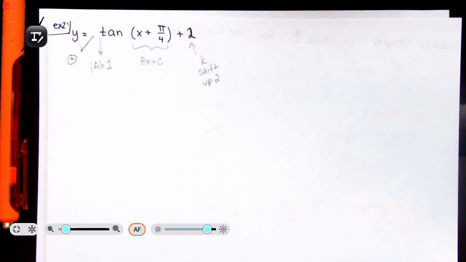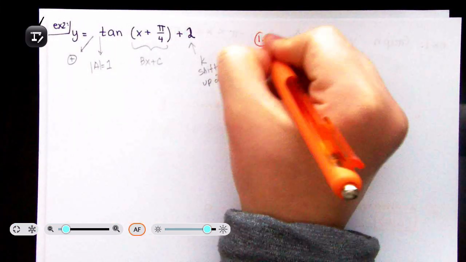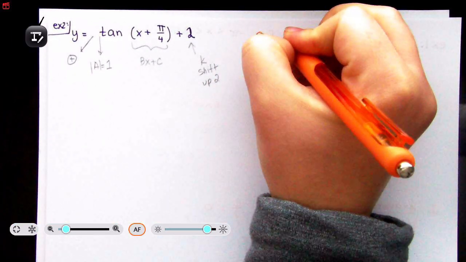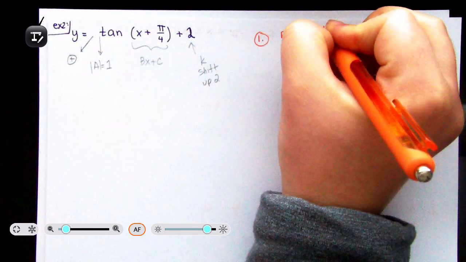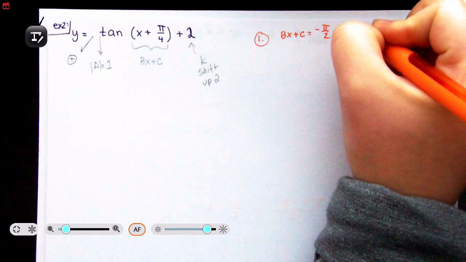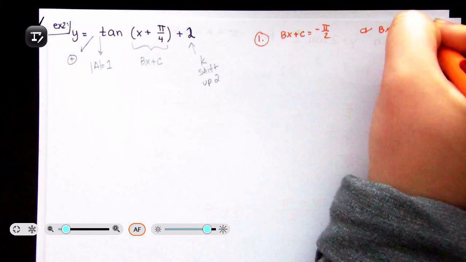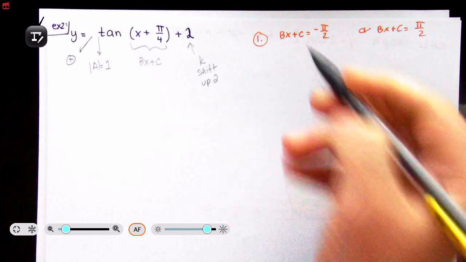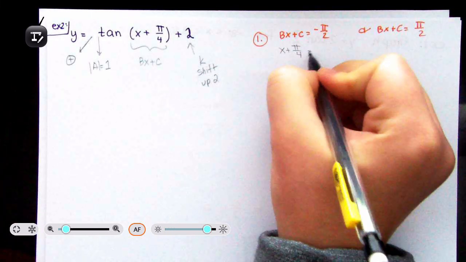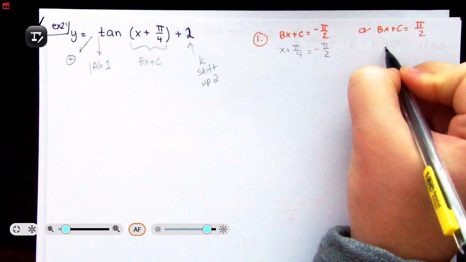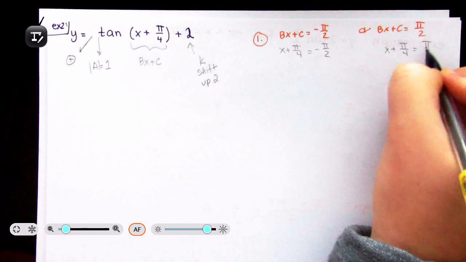And we're going to start out exactly the way that we did. So step number 1, I'm going to try to make it smaller this time. We're going to set our Bx plus c equal to negative pi halves. And we're going to set our Bx plus c equal to pi halves. So what do we have? X plus pi fourths is equal to negative pi halves. X plus pi fourths is equal to pi halves.